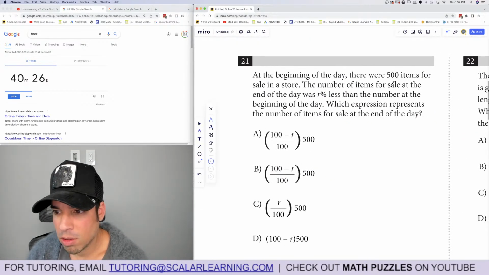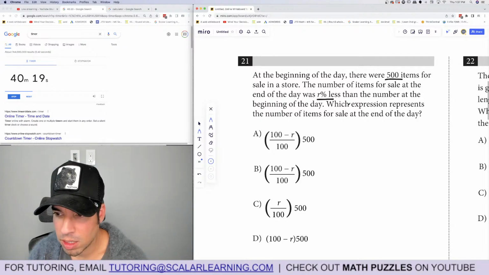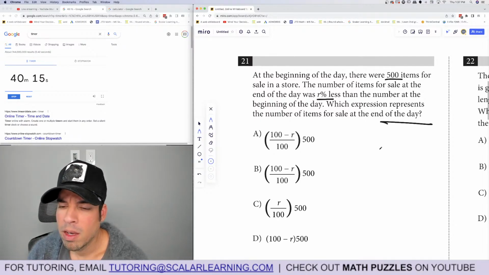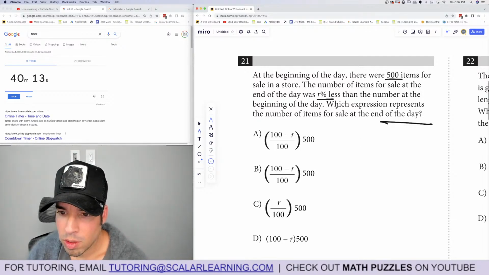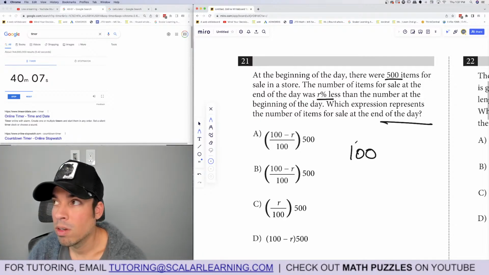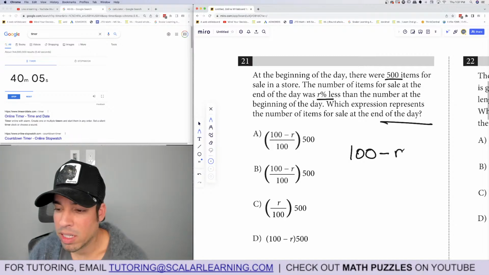At the beginning of the day, there were 500 items for sale in a store. The number of items for sale at the end of the day was R% less than the number at the beginning of the day. Got it. So it was R% less. So now if we start at 100 and we take away that R, that's the percentage we have left at the end of the day.